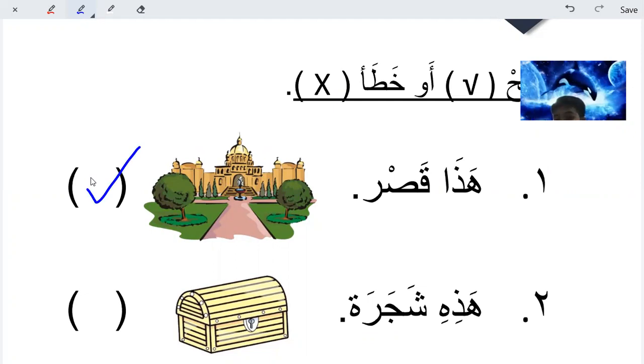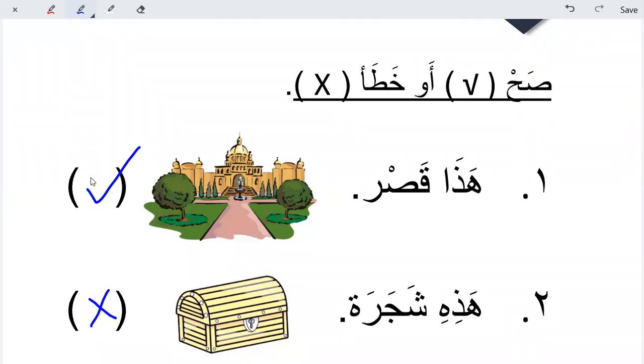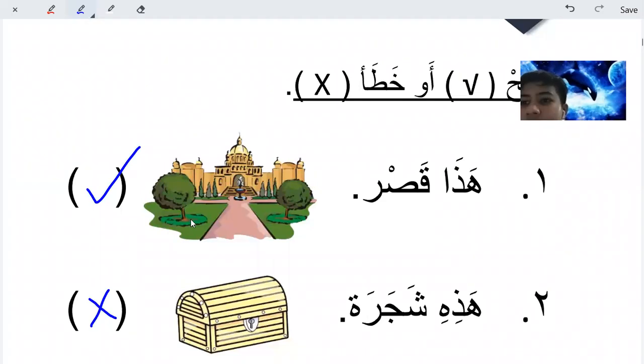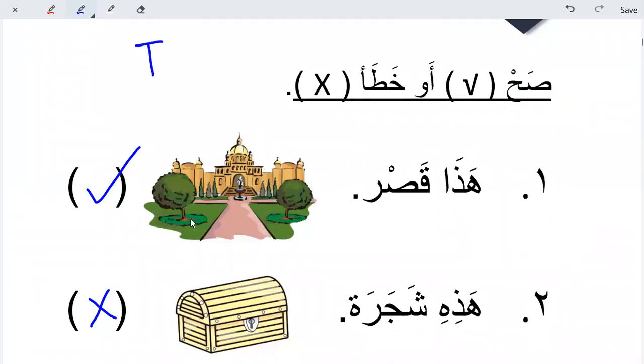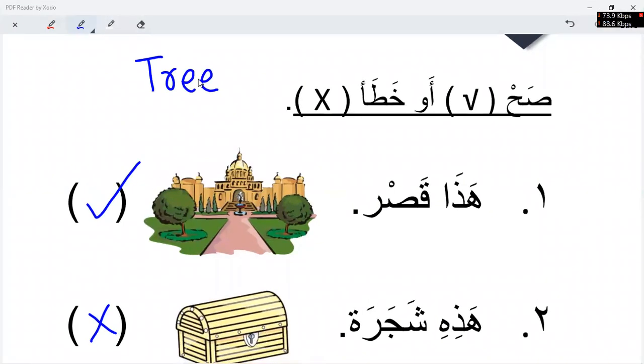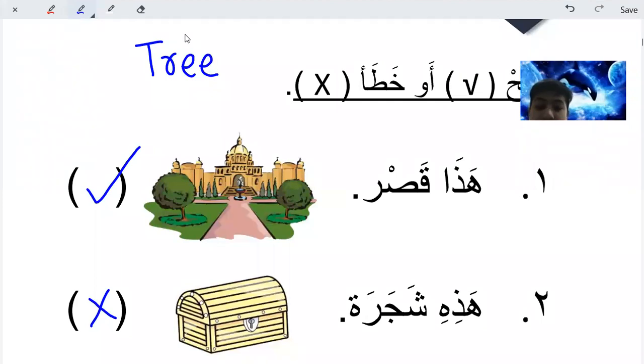Then hadihi shajara is khata. What is the translation? Shajara, right? Wait, what is shajara? Let me think. It's in another vocab, right? Look at the screen. Tree. Tree.